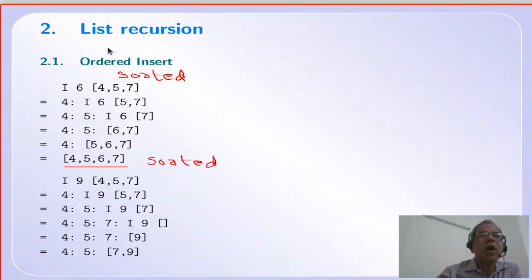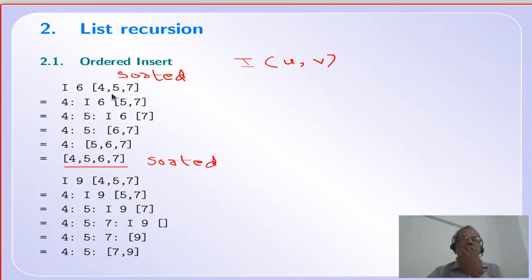This operation I call ordered insertion. Insert an element into a sorted list so that the resulting new list is also sorted. Let me call the operation I. I takes two arguments. 6 is the element. So let U be the element, V be the list. The first argument is an element, the second argument is a list. How can we do it recursively?